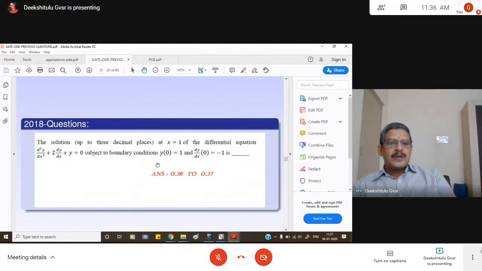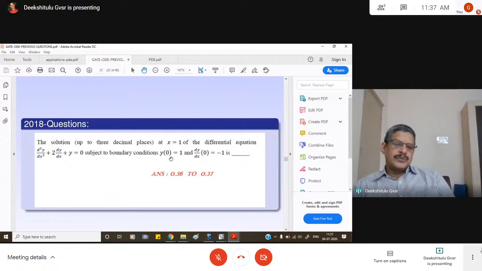The solution up to 3 decimals at x is equal to 1 of the differential equation d square y over dx square plus 2 dy by dx plus y is equal to 0, subject to the condition y at 0 and y dash at 0 is minus 1. See, we are getting very lengthy questions here. There is no doubt about it. So again, if we consider the auxiliary equation, m plus 1 whole square is equal to 0, or m is equal to minus 1, your complementary function becomes (c1 x plus c2) e power minus x.